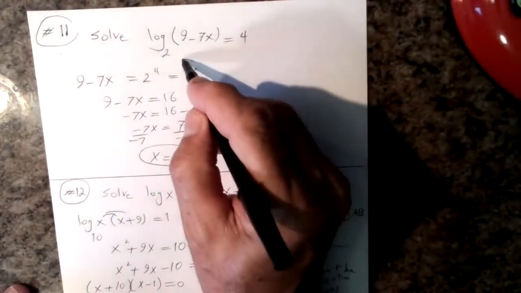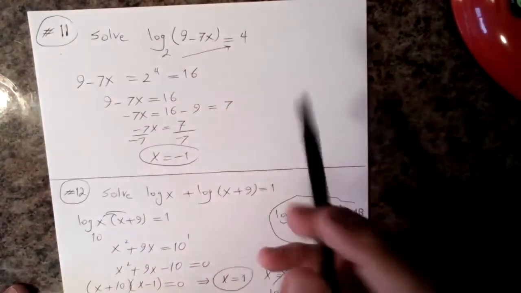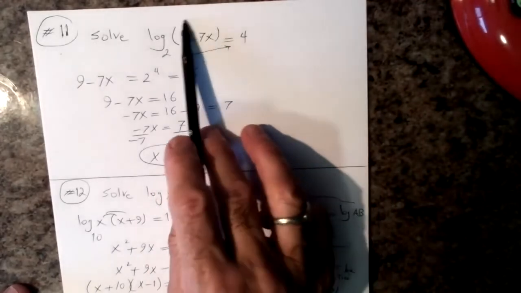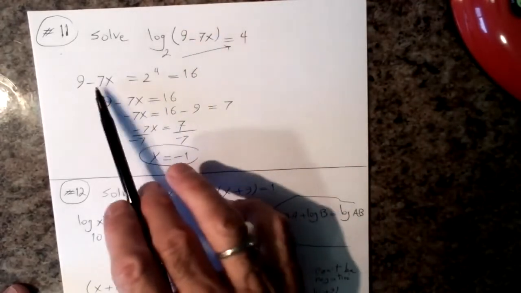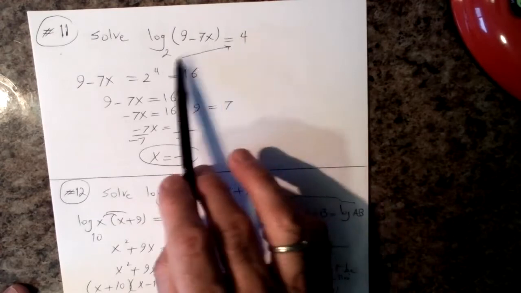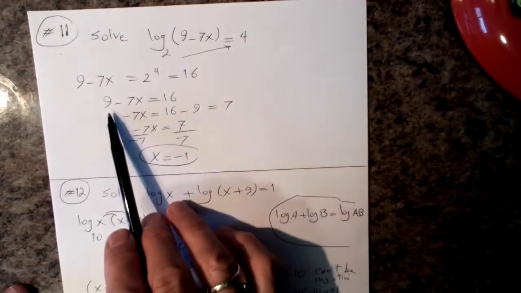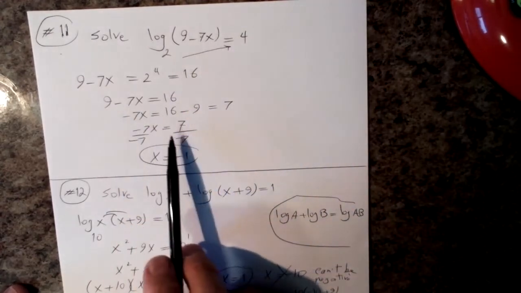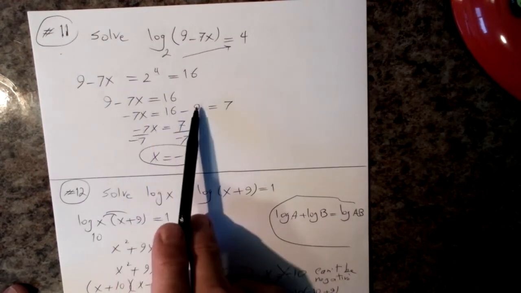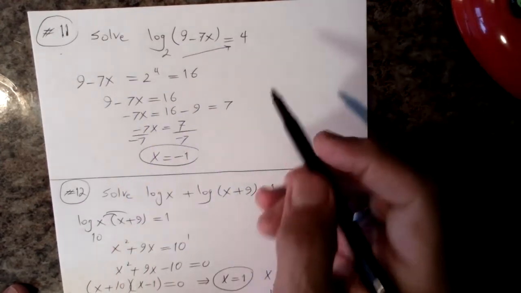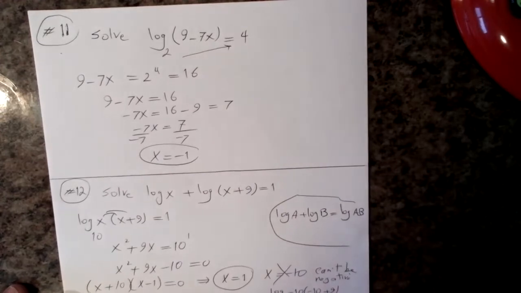Use the same property here. 2 to the power of 4 is equal, what you have after the log is equal to base raised to that power, which is 16. So the equation is that. Move 9 to the other side. Divide, that's the x.